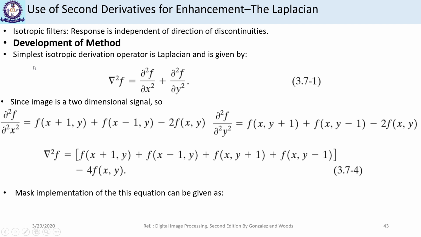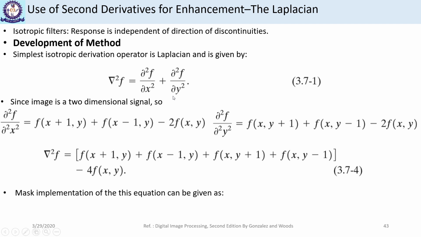The simplest isotropic derivative operator is the Laplacian operator, and the Laplacian operator is given by del square f, that is equal to del 2f by del x square plus del 2f by del y square. Since f represents an image which is a two-dimensional signal, we take the second order partial differentiation of f with respect to x and the second order partial differentiation of f with respect to y, and when we add these two, we call this the Laplacian operator.